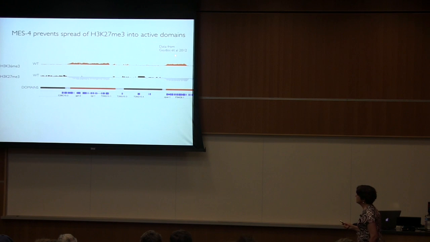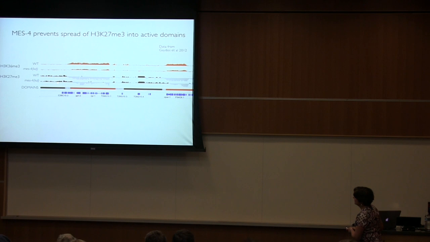So they did mapping of H3K36 and H3K27 trimethylation in wild type and MES4 mutants. So here's the wild type data. Here's our domains, and you can see here's the K36 trimethyl and the H3K27 trimethyl in wild type. And in the MES4 mutant, if we look at where our domains are, you can see the H3K27 encroaches into the active domains here. You can see another example here. And the K36 domains get a bit smaller. We still see them. This is an RNAi, so this is not a complete loss of function. But these domains shrink, and the K27 domains get larger.